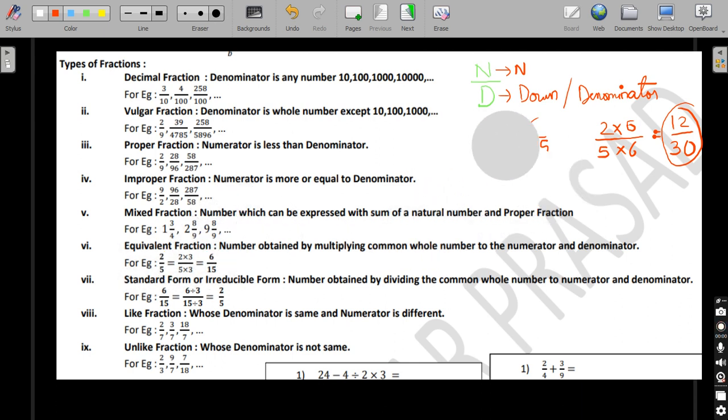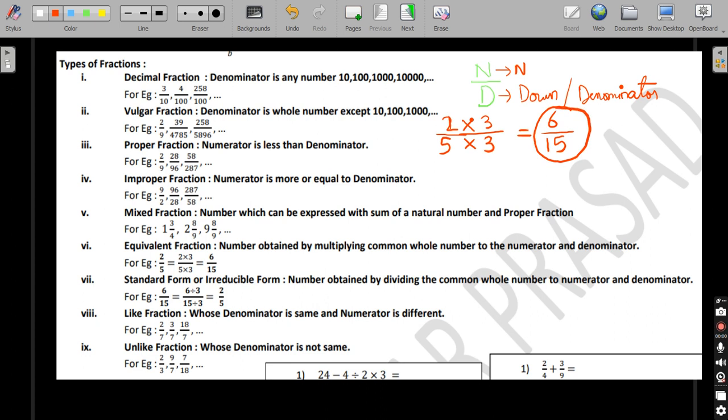Okay, now let us move to the next. Next is your standard form or irreducible form. It is, we can say, the opposite of equivalent fraction. In equivalent fraction, what are we doing here, student? For example, we already know 2 by 5 is written. We multiply, for example, 3 and 3. Then what will I get, student? 2 3s are 6, 5 3s are 15. Okay, now 6 by 15 I got, this is an equivalent form.